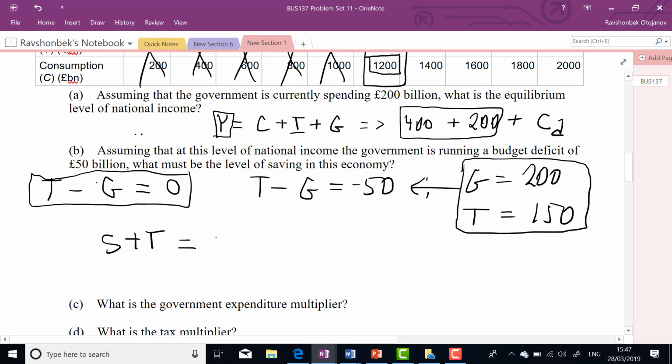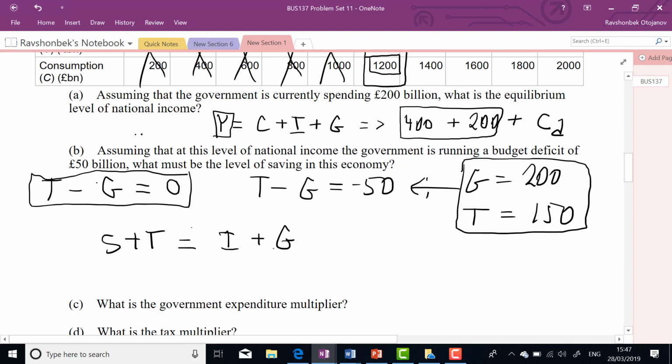What are the injections? C plus I. Sorry, injections are I plus G. Consumption is actually not an injection, because it's only part of demand. Does it make sense?